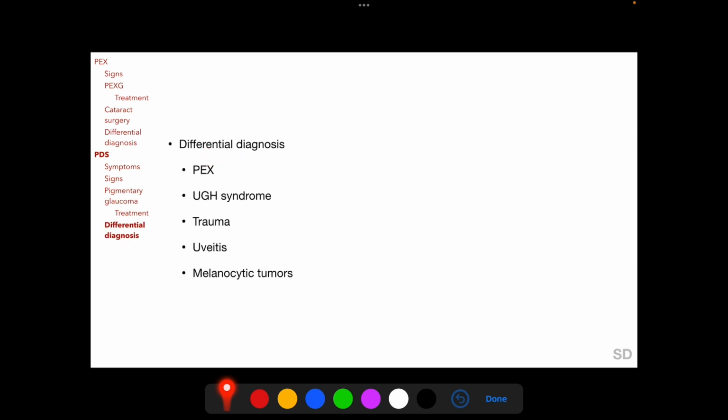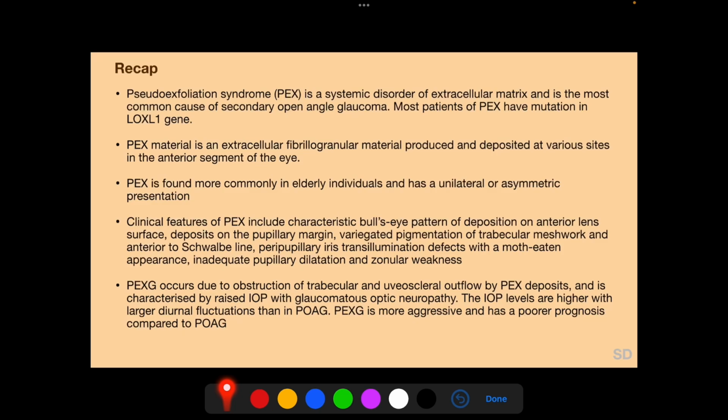Differential diagnosis of pigment dispersion syndrome and pigmentary glaucoma include other conditions in which there is pigment dispersion in the anterior segment, and these are pseudoexfoliation, which we have discussed earlier in this session, uveitis glaucoma hyphema syndrome, which usually occurs with malpositioned intraocular lenses following cataract surgery, ocular trauma, uveitis, and melanocytic tumors.